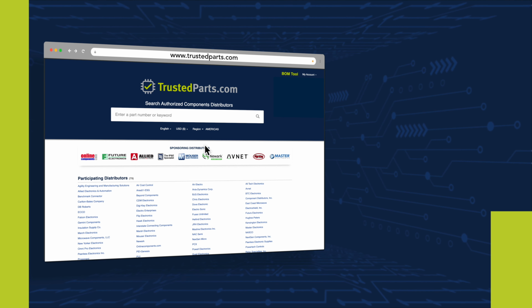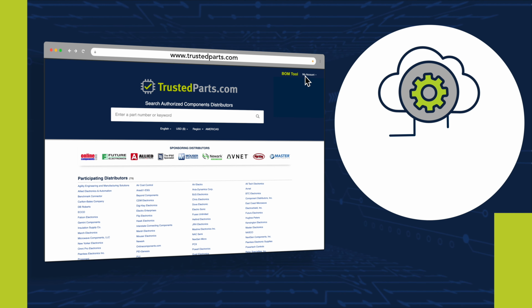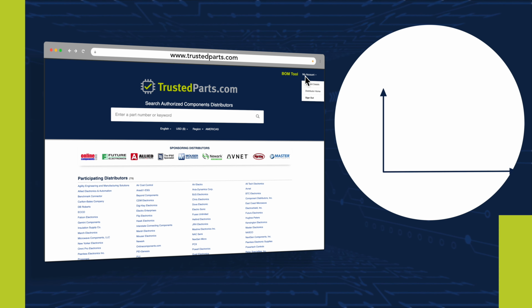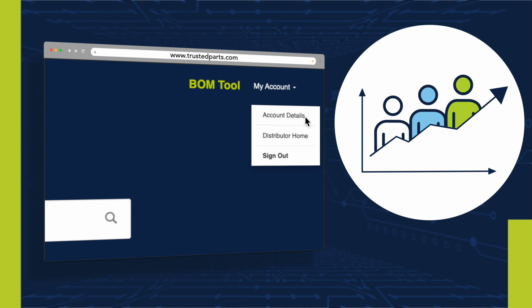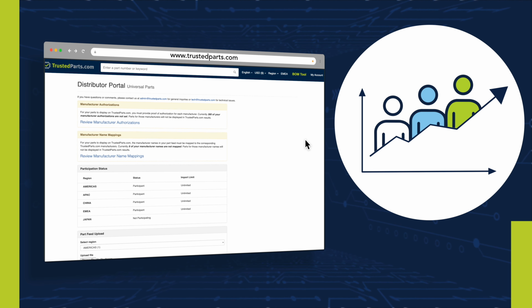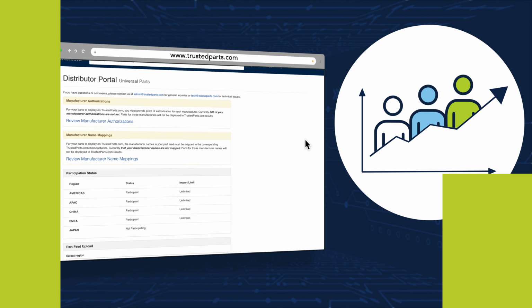Are you ready to leverage the powerful tools of the TrustedParts.com distributor portal to reach more customers and scale your business? Let's take a quick look at some of the valuable features crafted specifically for the benefit of our participating distributors.